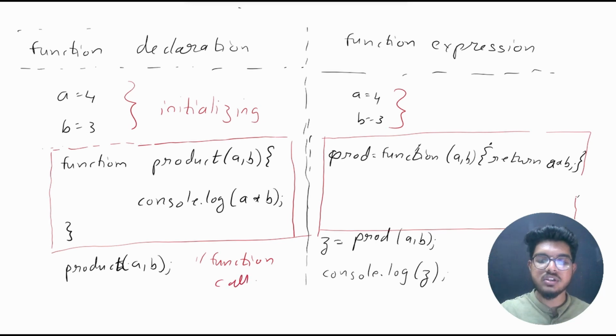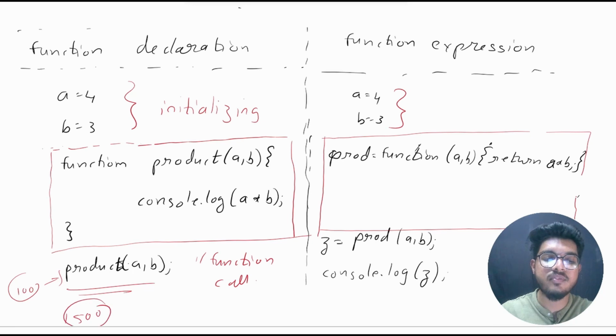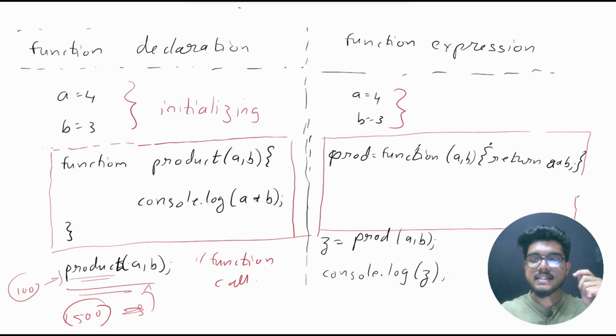The fundamental concept of a function is to make reusable code. For example, you want to find the product of two numbers n number of times in code without writing a into b, a into b, 100 times. What you can do is just call the function wherever you want. If you want to call the function at line number 100, just call it at line 100. If you want to call it at line number 1500, just call product of a comma b. Then whenever you call this function, the access, the power, comes to this block of code.